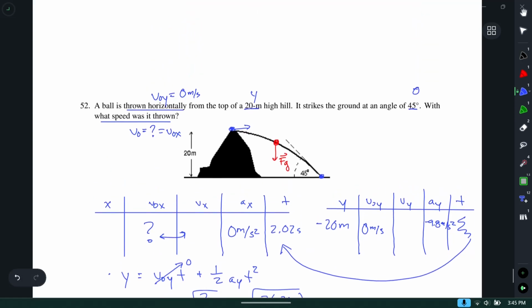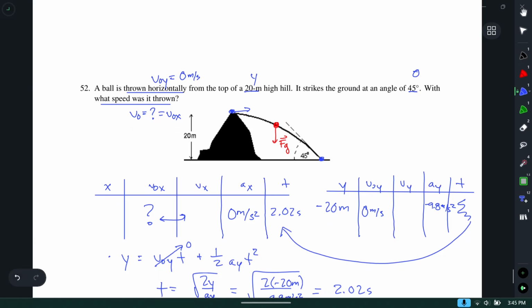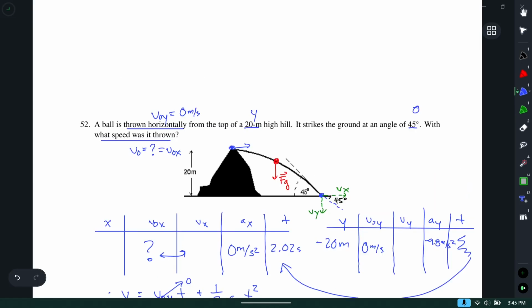So let me start thinking about this angle theta. Maybe I've hit a dead end here, and I want to try and approach it a different way. They tell me it hits at an angle of 45 degrees. So it'll have a certain Vx and a certain Vy to it, and this is 45 degrees. I know that tangent of 45 degrees is Vy over Vx, at least up to this absolute value thing.